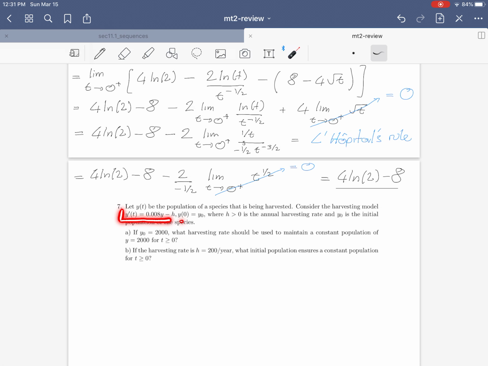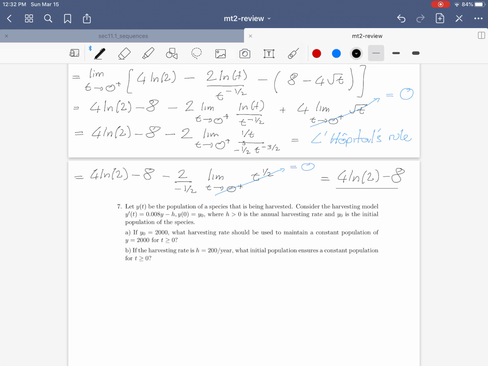The model that we have for the change of population as it's harvested is this: y prime of t is equal to 0.008 y minus h. The idea here is that 0.008 is the growth rate of the species, and h is a positive constant, which is the annual harvesting rate. Finally, y0 is the initial species population. So the species is growing with this constant of proportionality, and every year h units of the species are being harvested, so we have a negative h.